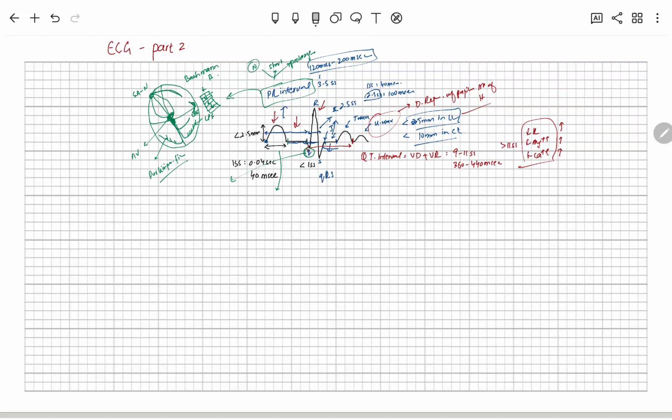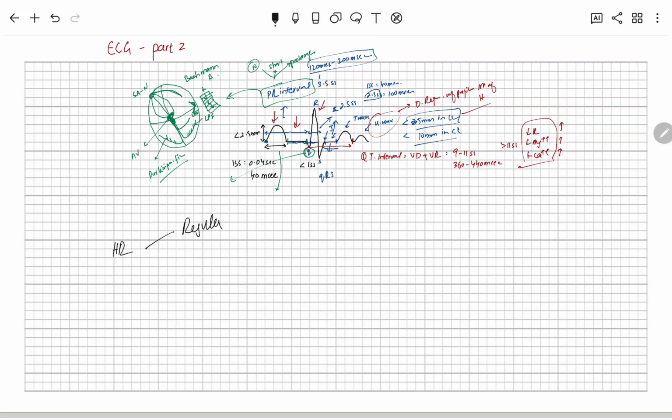First we'll have to look at the rhythm. If the rhythm is regular, the calculation of the heart rate is different, and if the rhythm is irregular, we'll have a different method of calculation for that. So how do we calculate the heart rate? Let me show you how to calculate the heart rate if the rhythm is regular.